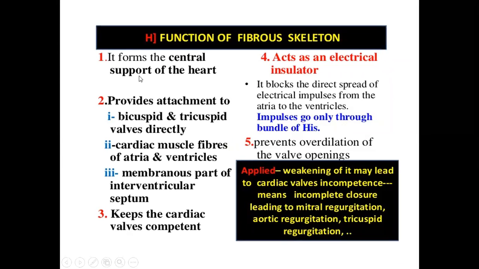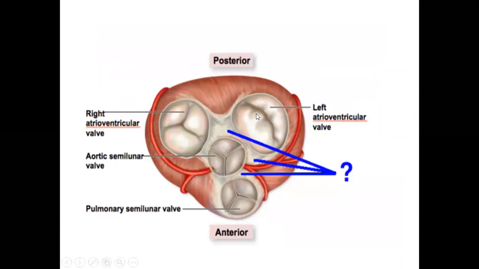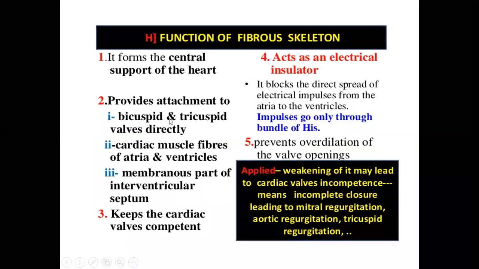Okay, it forms the central support of the heart, and provides attachment to the bicuspid as well as the tricuspid valve directly, as we saw here. So it gives attachment to these valves. These valves can properly function only when there is a fibrous skeleton. So there is a tricuspid and a bicuspid valve, and they are attached to it.